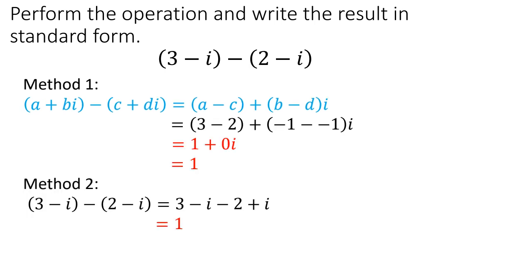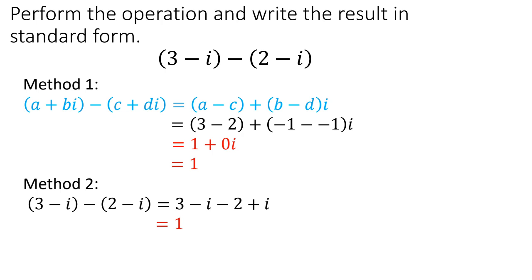I have 3 minus 2, that goes there. I'm going to add it with a minus 1 plus a minus i, right? So a minus times a minus is going to give me the plus here. So minus 1 plus 1 is that 0i. Okay. Now, the 3 minus 2 is the 1.